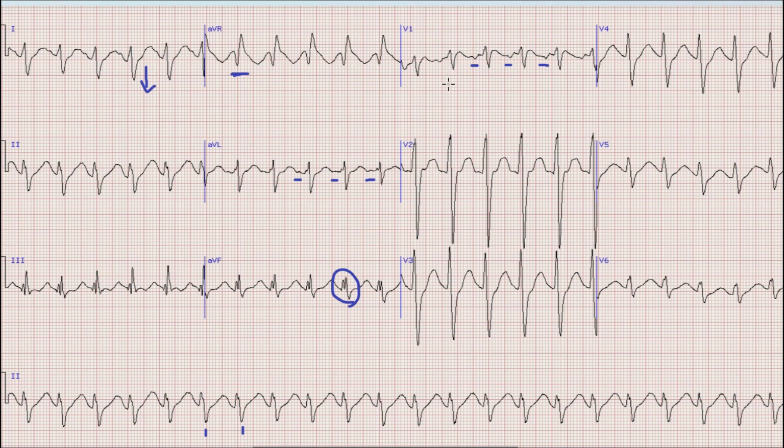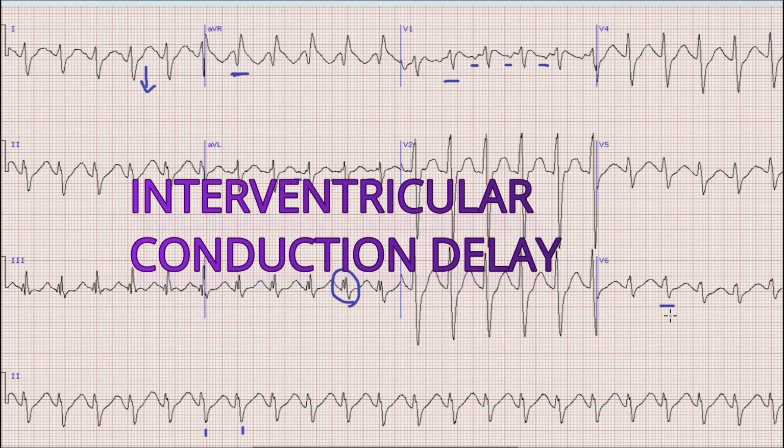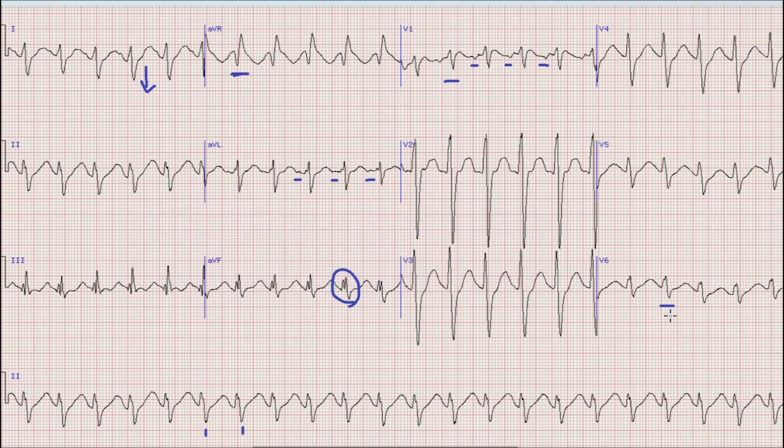But here we can see that although we can find a small R and deep S in V1, there is no prominent R wave in lead V6. Also, there is a deep S wave which is almost equal in amplitude to R wave. So this ECG does not have a typical morphology for right bundle branch block or left bundle branch block. So this type of conduction defect is called interventricular conduction defect, in which there is no typical left or right bundle branch block morphology.